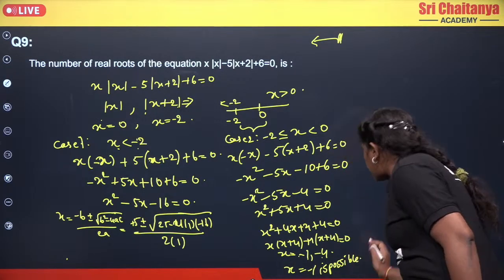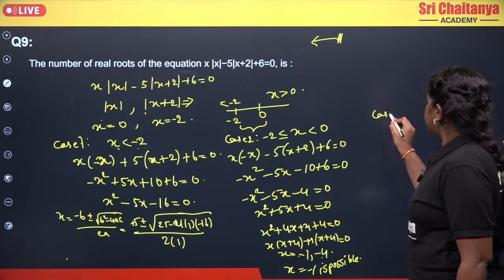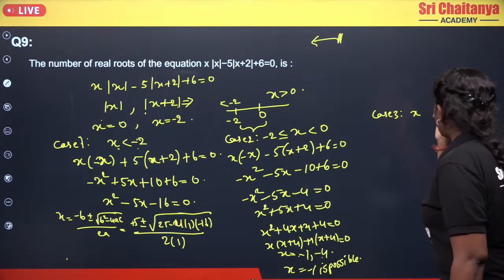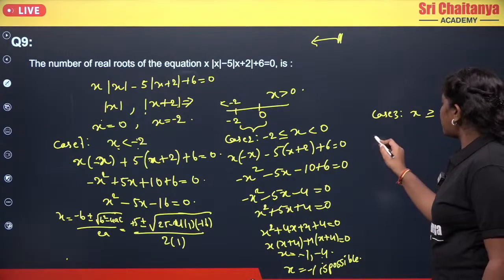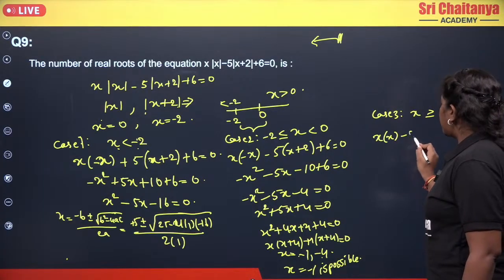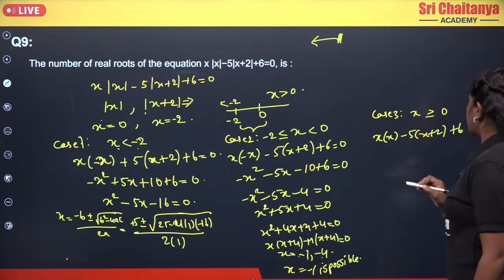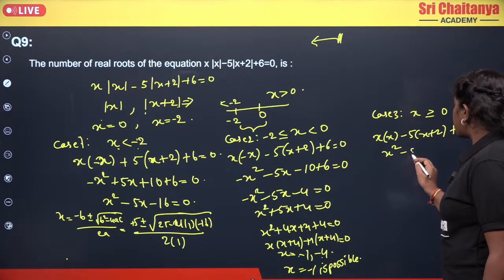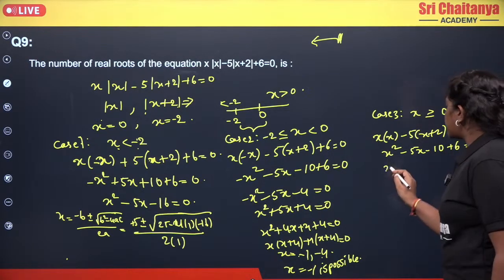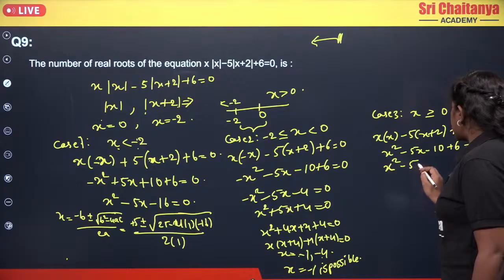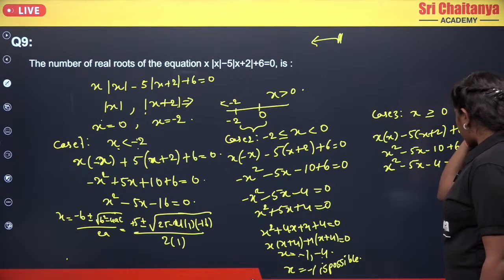Okay, now coming to the next, if you observe the next one, we will be having the case 3 where our x value is greater than or equals to 0. Now coming to here, it will become your x into x minus 5 into x plus 2 plus 6 equals to 0. Okay, so that becomes x square minus 5x minus 10 plus 6 equals to 0. That becomes your x square minus 5x minus 4 equals to 0. Right? Now how can we simplify this?